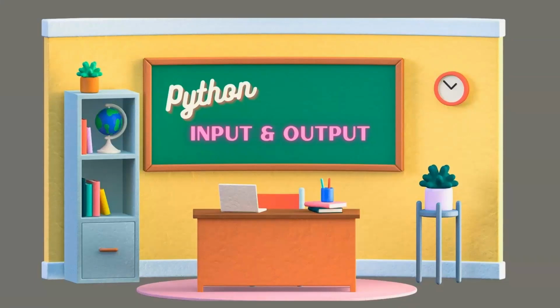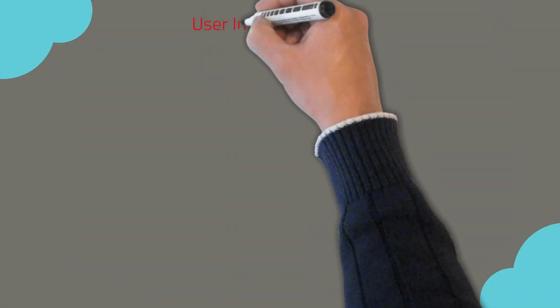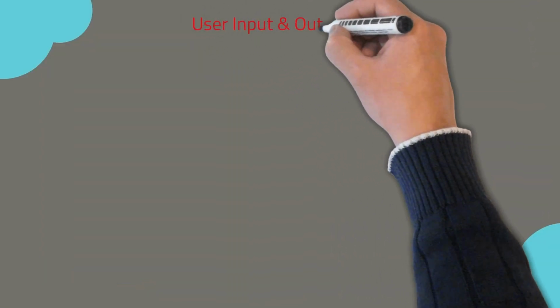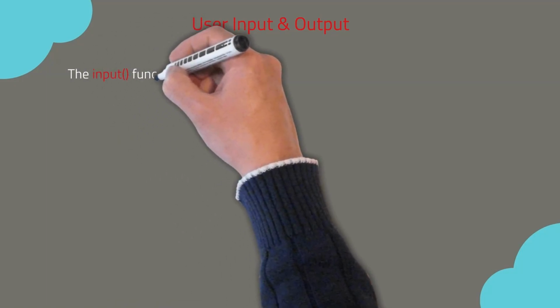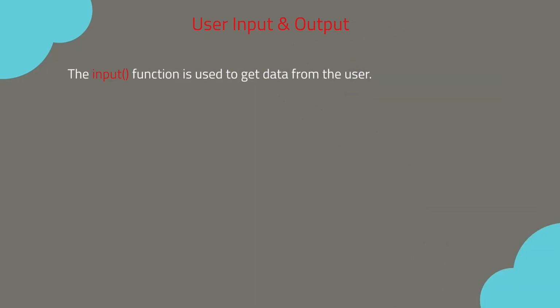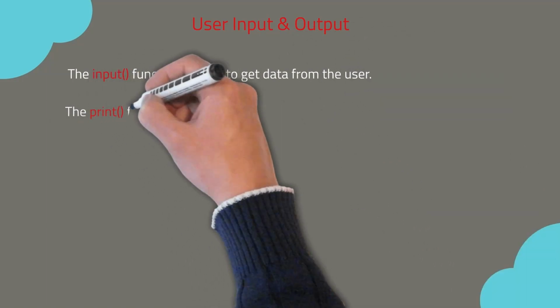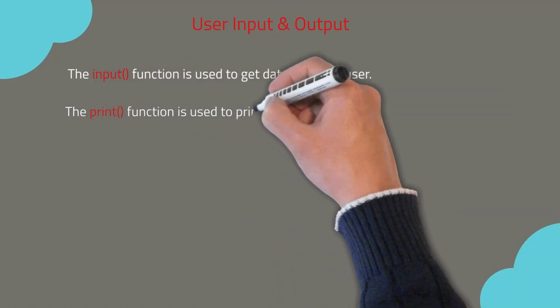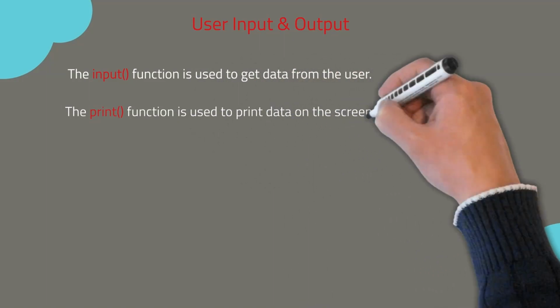In this video, we will discuss how we take inputs from a user and how the values are printed on the screen in Python. To get input from the user, we use the input function. To print the output on the screen, the print function is used.